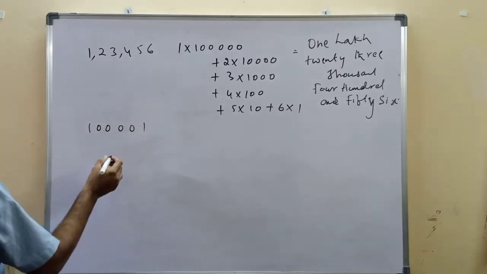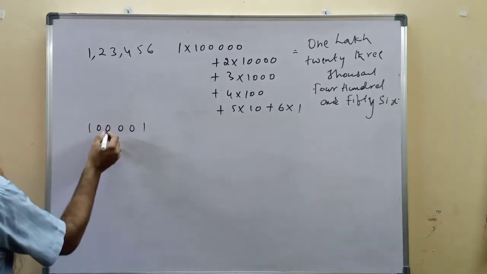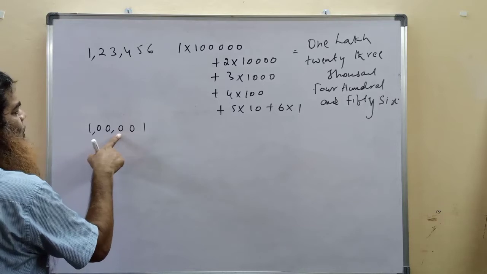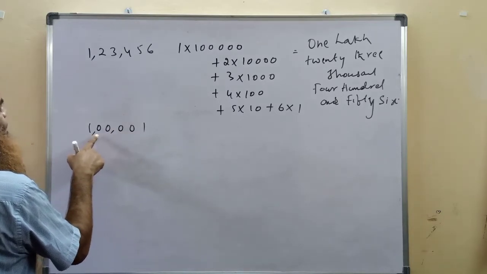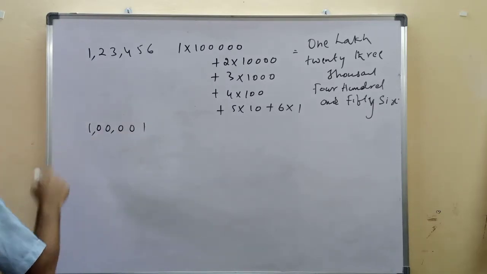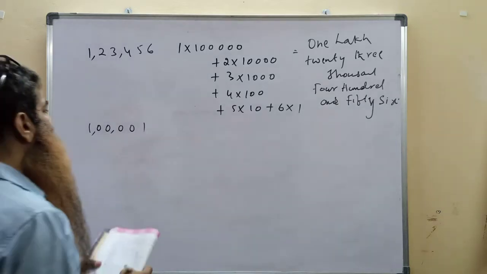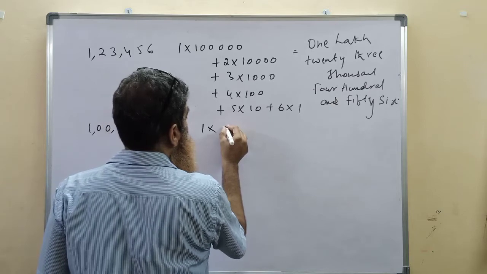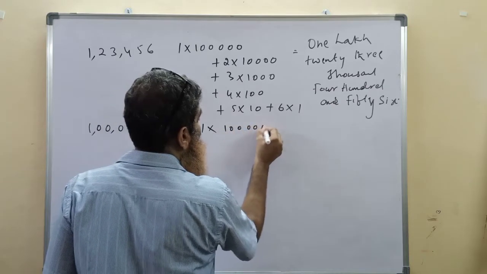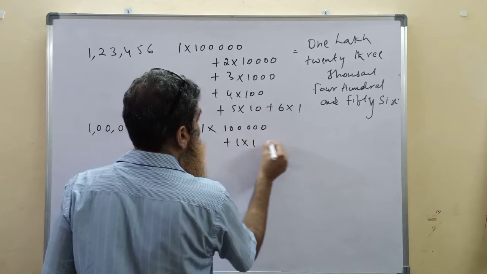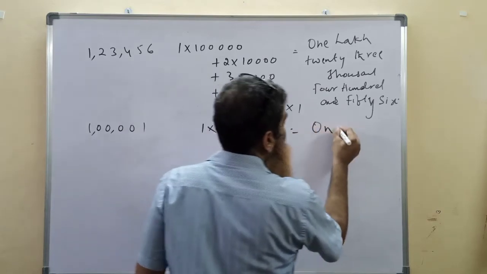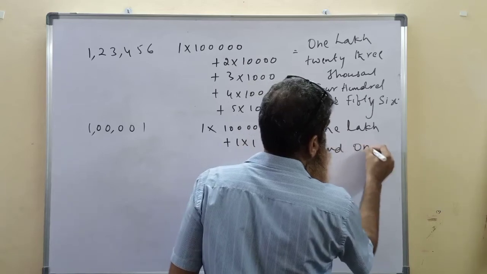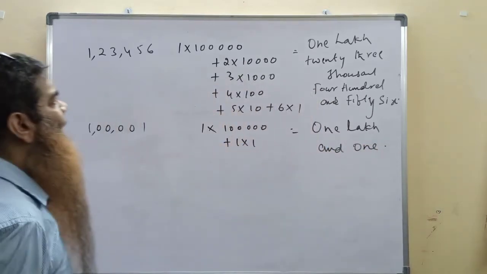The next number, let it be, say, 1,00,001. It is 1 lakh and 1. We have 1 here, 0 in tens place, 0 in hundreds place, 0 in thousands place, 0 in 10,000 place, and we have 1 in lakhs place. So in the expanded form we have 1 into 1 lakh plus 1 into 1. It is just 1 lakh and 1.